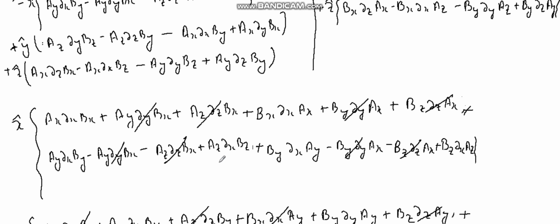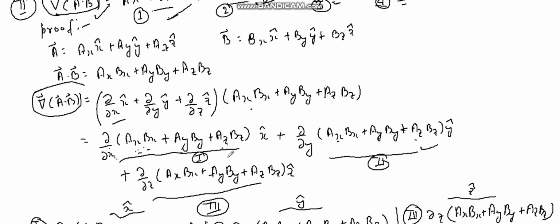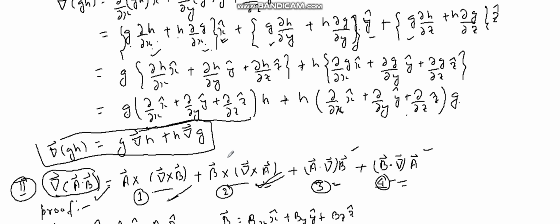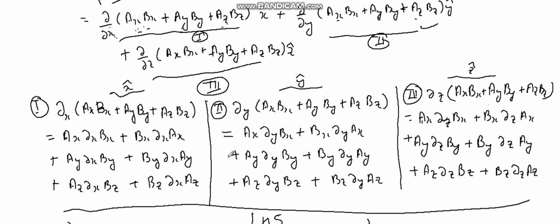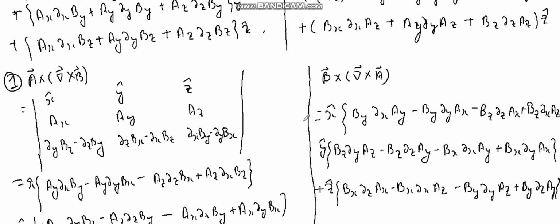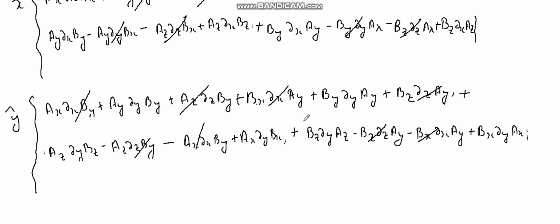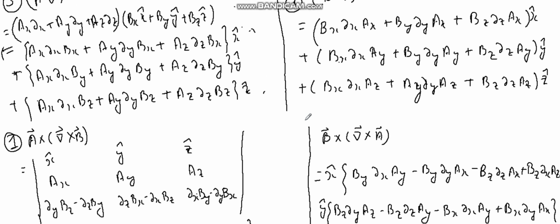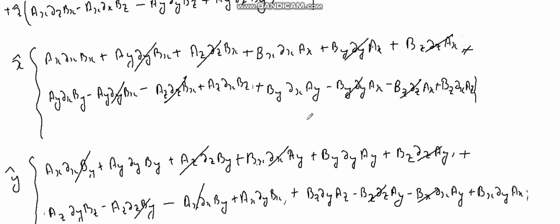Why are we cancelling the minus terms? Because in the LHS we don't have any minus term, so the minus terms must cancel out, right? So what are the terms that we are left with?